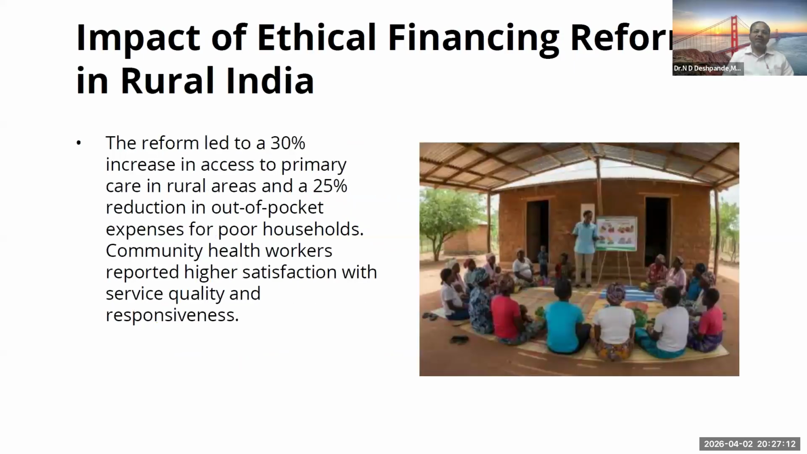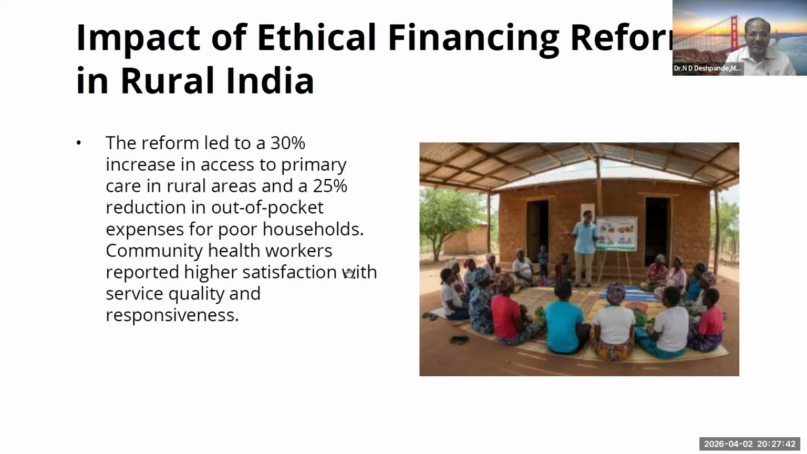The impact of ethical financing reforms in rural India means this kind of reform was able to lead to a 30% increase in access to primary healthcare centers in rural India, with a 25% reduction in out of pocket expenses for rural households. Because in rural areas, income in households is less. If the government doesn't have primary healthcare centers also, then healthcare becomes unaffordable for large masses, which is a rural mass.